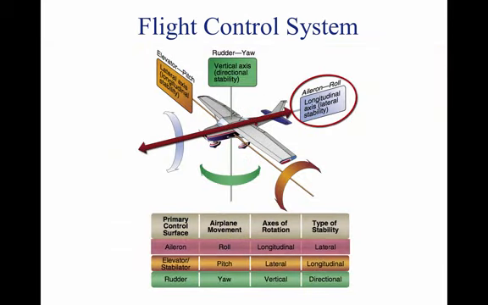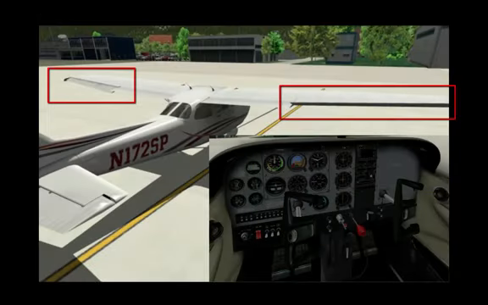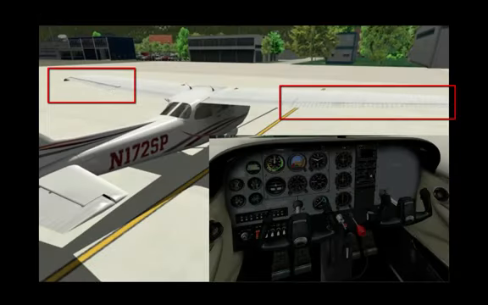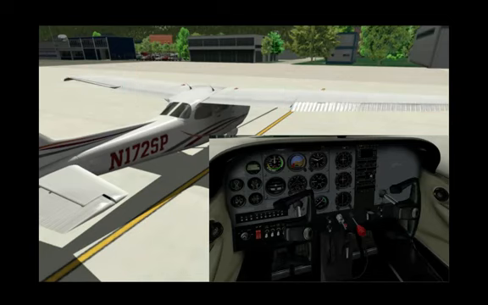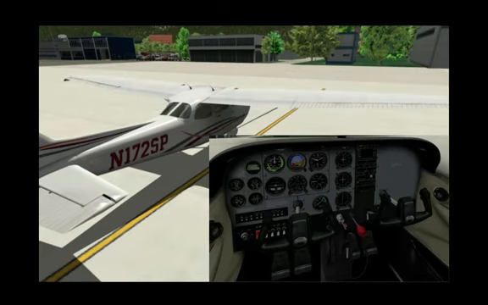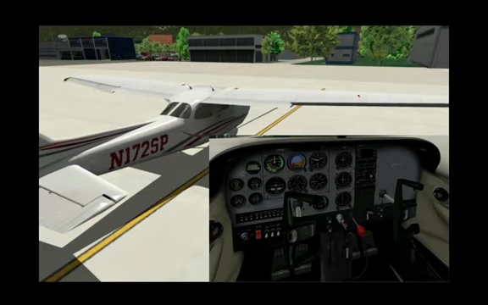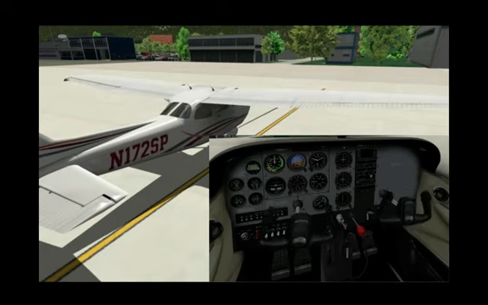The ailerons control roll about the longitudinal axis. The ailerons are located on the outboard trailing edge of the wings. They work opposite to one another. If the pilot moves the control stick to the right, the aileron on the right side of the plane will move up, and the aileron on the left will move down. This combined motion causes the plane to roll to the right.